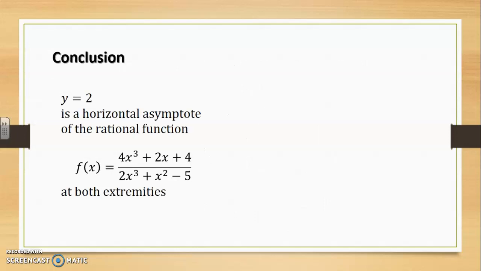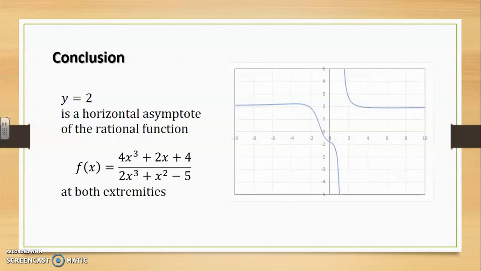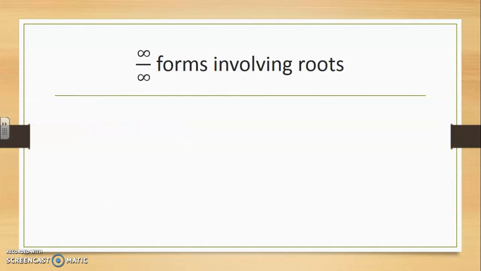So, conclusion, y equals 2, the answer to both limits we have just conducted, is a horizontal asymptote of the rational function at both extremities. And here is what this function looks like graphically. Now you can observe that at both edges, the function is heading towards a height of 2.